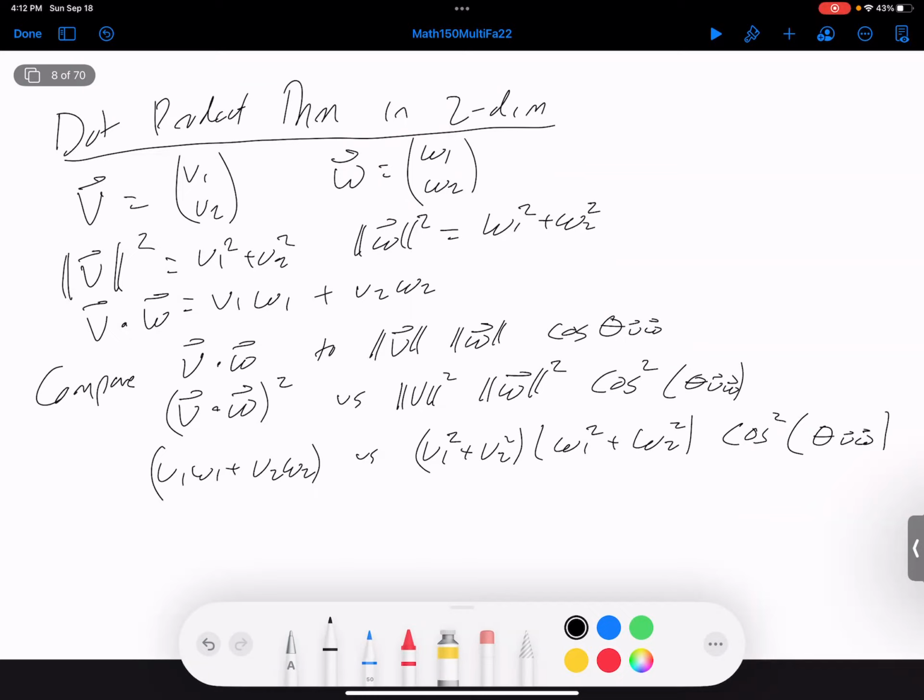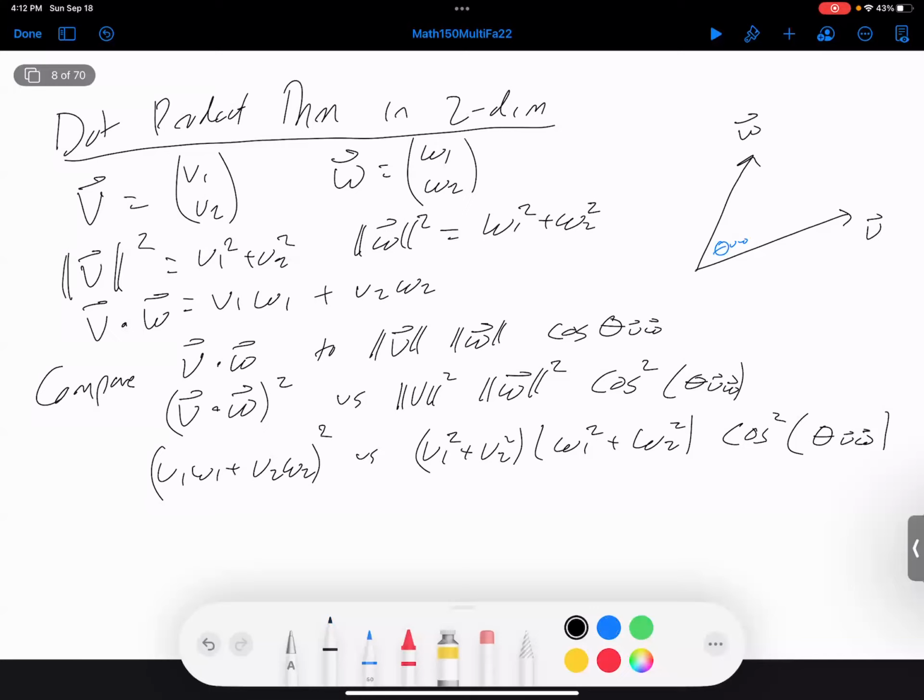And so if we think about what's going on, here's V, here's W, here's my angle between them, and we want to show that these two sides are equal. Oops, this should be squared over here. Okay? So the question is, how do we handle the cosine squared term?